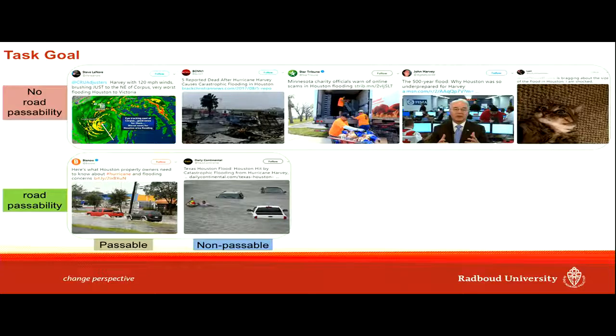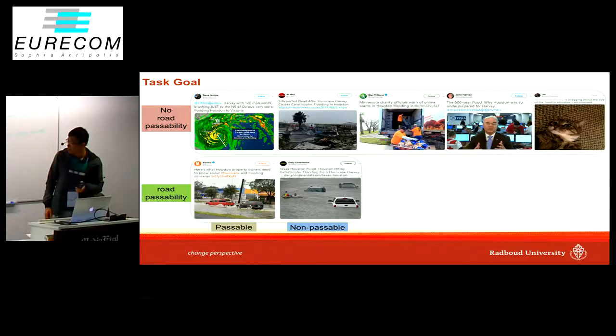Here are also some examples from the training data set. Here we can see there are two classes. The first one is about road passability, and the other one doesn't show evidence about road passability. For the road passability evident images, there are two subclasses. Basically, the goal of this task is to identify the passable images and also the non-passable images.